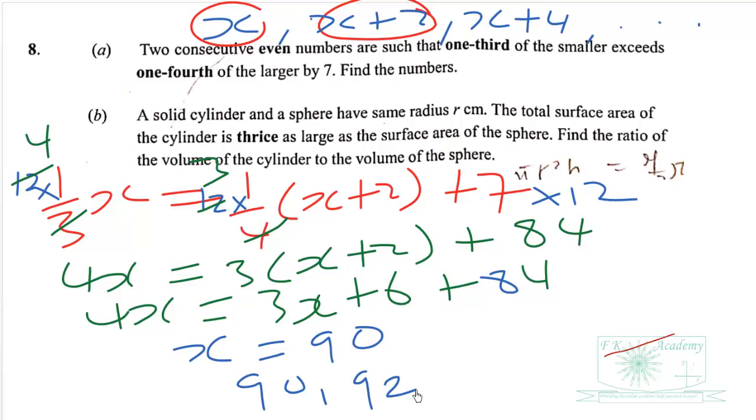Now let's look at the B part of the question. A solid cylinder and a sphere have the same radius r centimeters. The total surface area of the cylinder is three times as large as the surface area of the sphere. Find the ratio of the volume of the cylinder to the volume of the sphere.